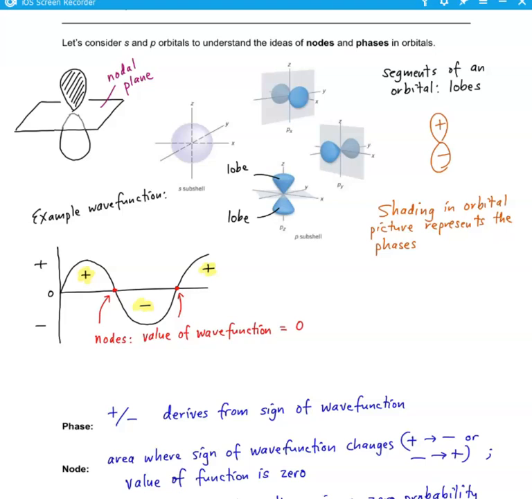So the way to think of a node, perhaps, is to think of a guitar string. Think of holding your finger on the string of a guitar, on the neck of the guitar, and then plucking the string on either side of where your finger is. The string is going to vibrate on either side of your finger. Those are the two lobes of the orbital. Where your finger is, though, there's no vibration. That's a node. So this is called a standing wave.